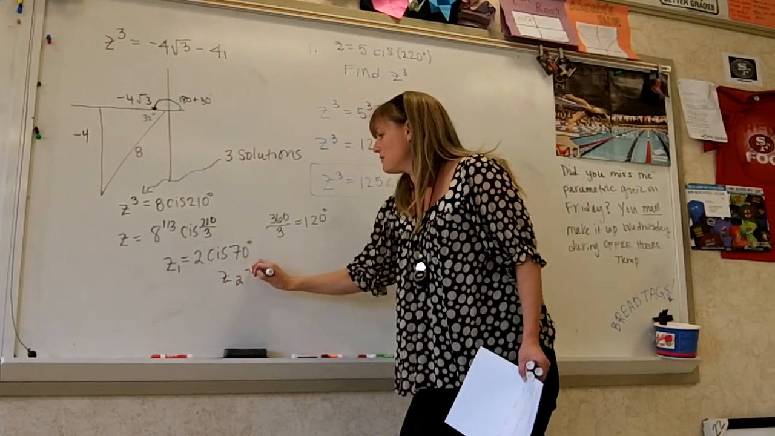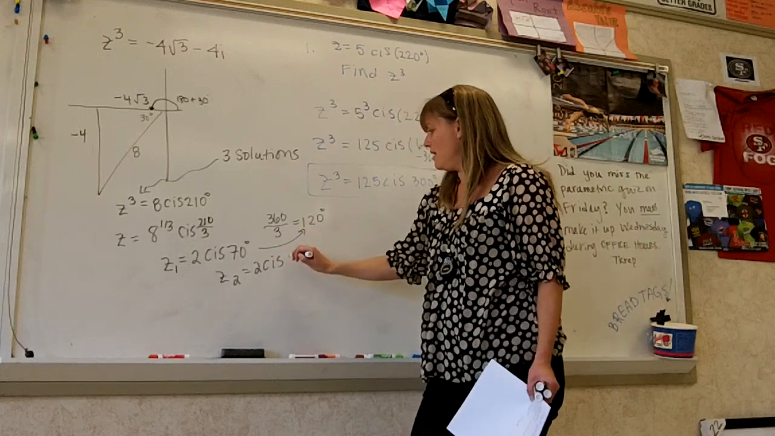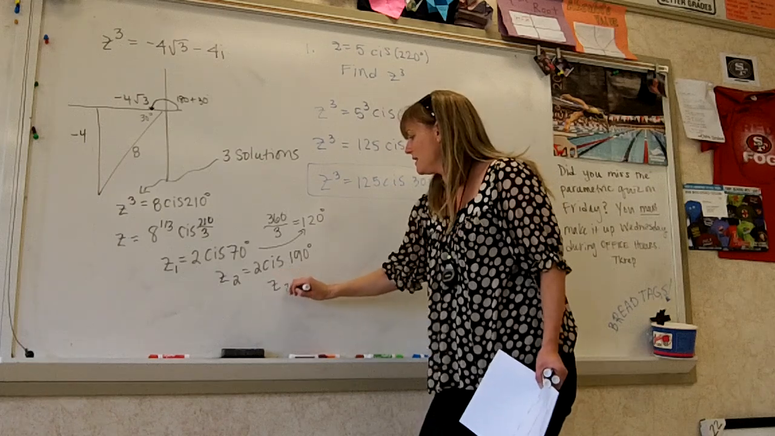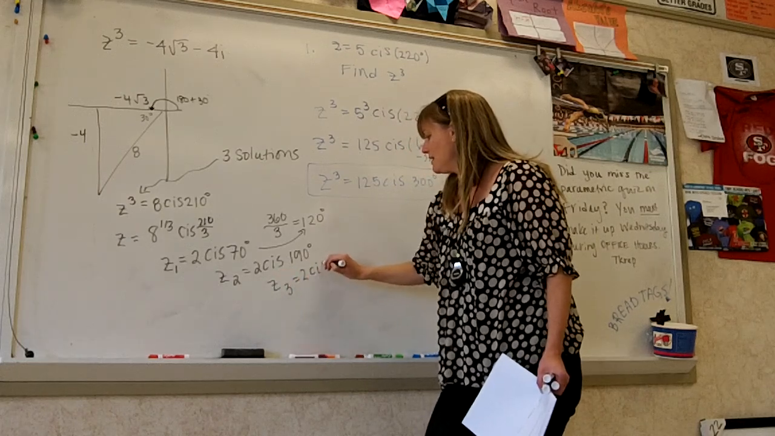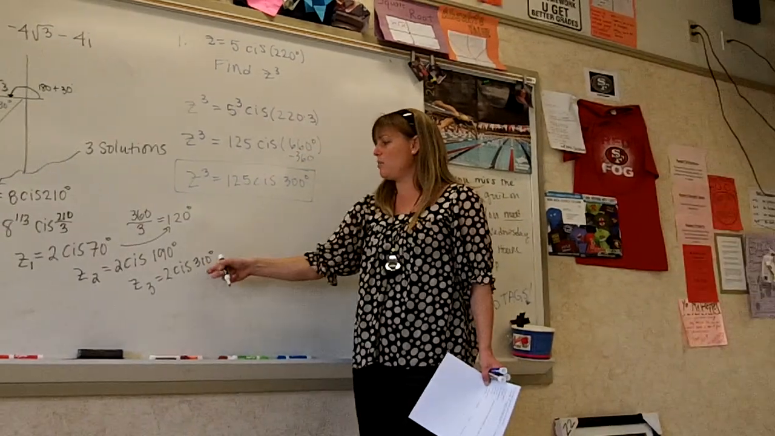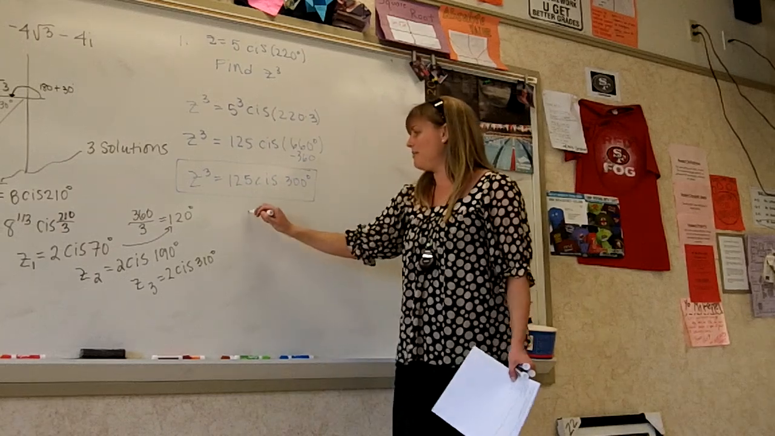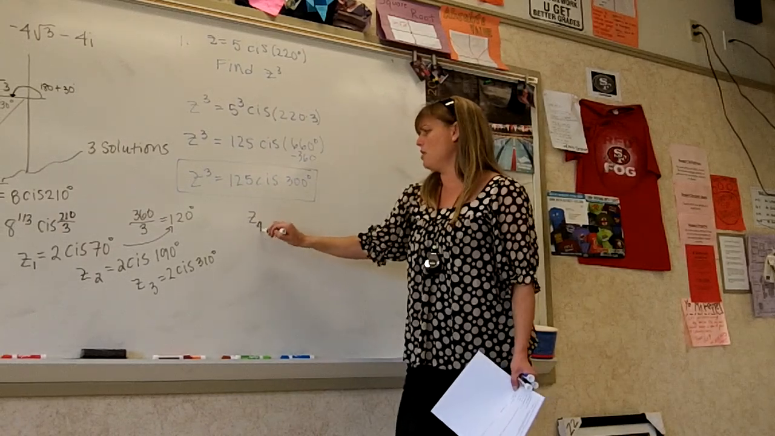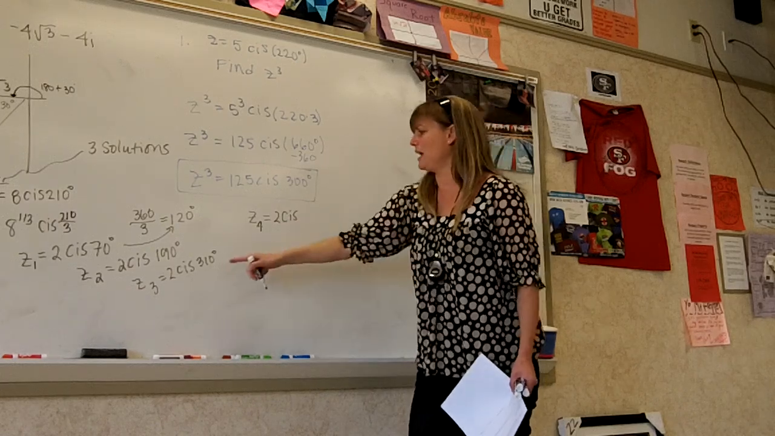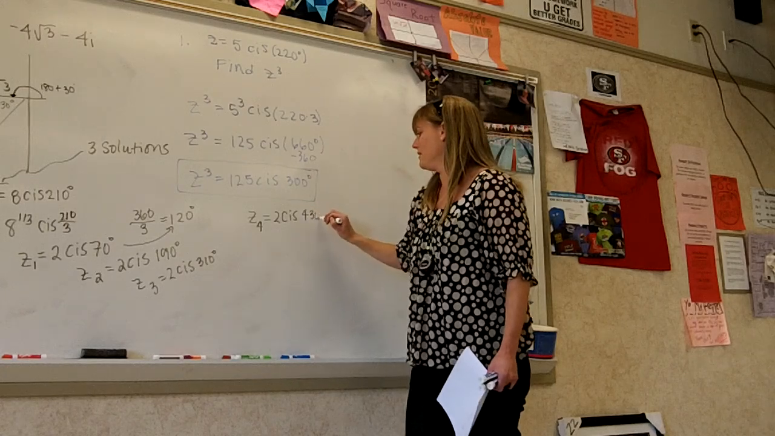The next solution would be 2 cis 190, and then the last solution would be 2 cis 310. And you can see if I add another 120, I'm going to be out of the 360 range. So let's see what would happen. Let's say, oh, I think there will be more. I will go on forever and ever doing this. I'm going to keep adding 120. So let's see, that would be 430.